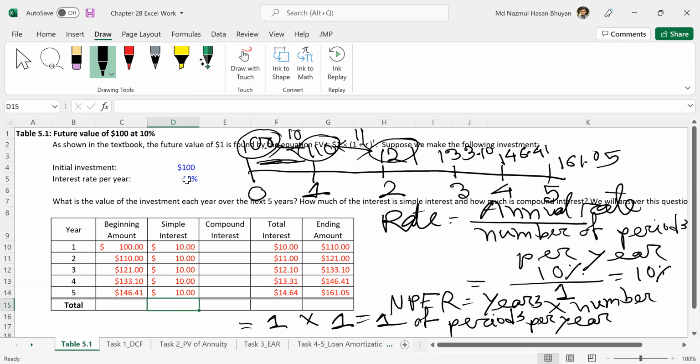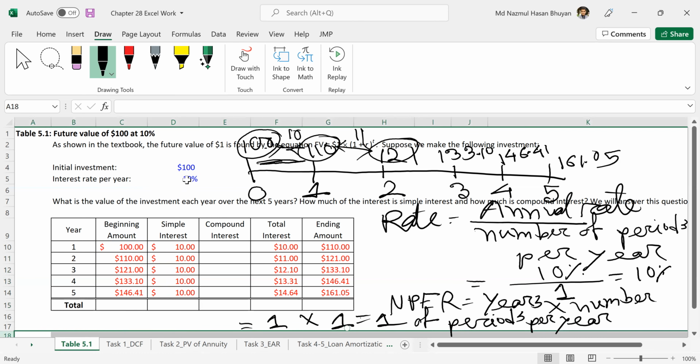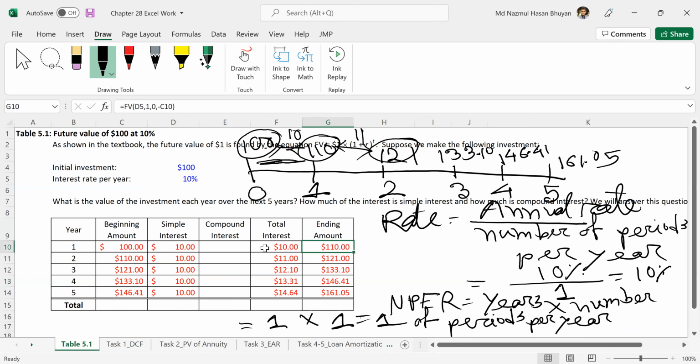And compound interest is what? It is the interest on your accumulated interest. So total interest is the sum of simple interest and compound interest. So the compound interest then should be the difference between total interest and simple interest. So total interest minus simple interest, and again the same for each of the remaining years.